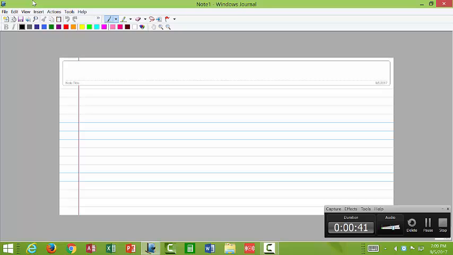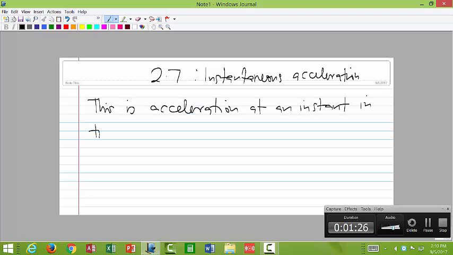Let's go on to instantaneous acceleration, and then we'll go on to vectors next. So instantaneous acceleration, as the term implies, is just acceleration at an instant. This is going to be acceleration at an instant in time.